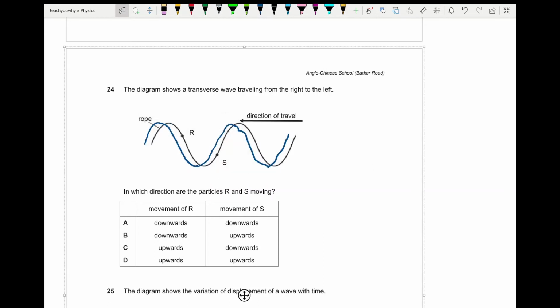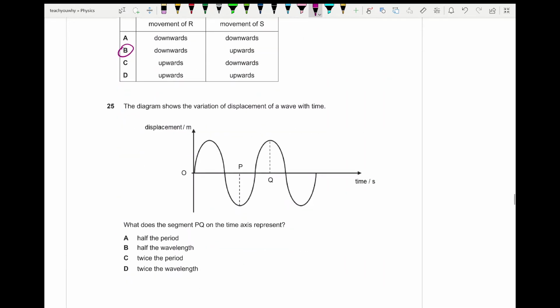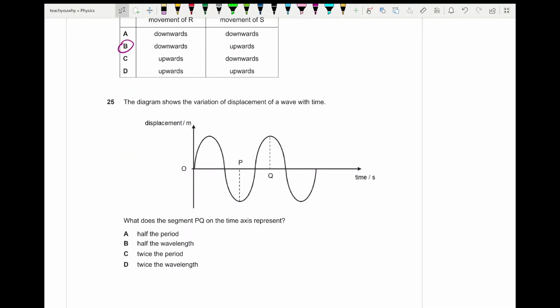So what you're going to observe is S has moved up, R has moved down in the next instance, because the blue line represents the next wave that is being created. So S has moved up, R has moved down. So the answer is S upward, R downward. So it's B.